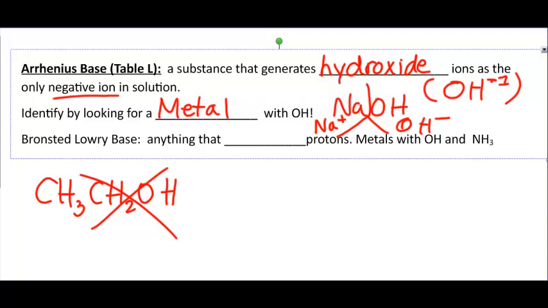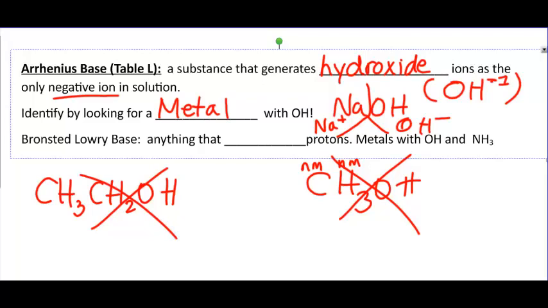So this guy, non-metal, non-metal, OH. This is methanol. Okay, this is an alcohol. It is not a base. Metals with OH make a base. That's it for Arrhenius. They donate hydroxide ions.